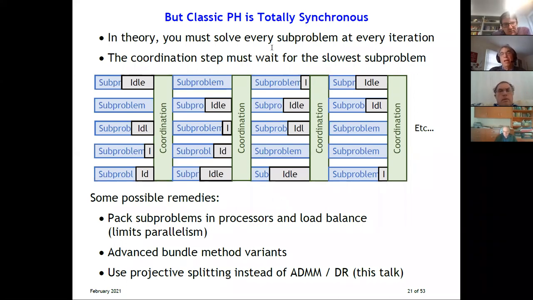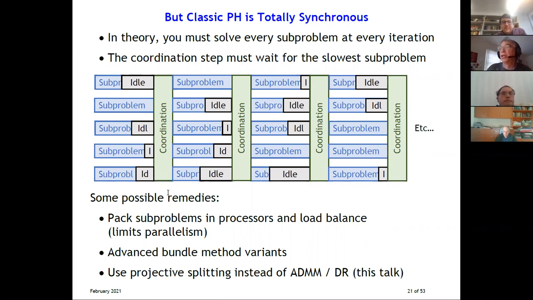So in principle, you have to solve every problem at every iteration, okay? And if the subproblems don't take the same amount of time, then you can end up wasting time. So we have this schematic here. This is very extreme for typical convex programming, but say this processor solves its subproblem and it gets done. But this one takes much longer. So this one has to wait, and to varying degrees, all the other ones, until the slowest processor is done with its subproblem, then you can coordinate.